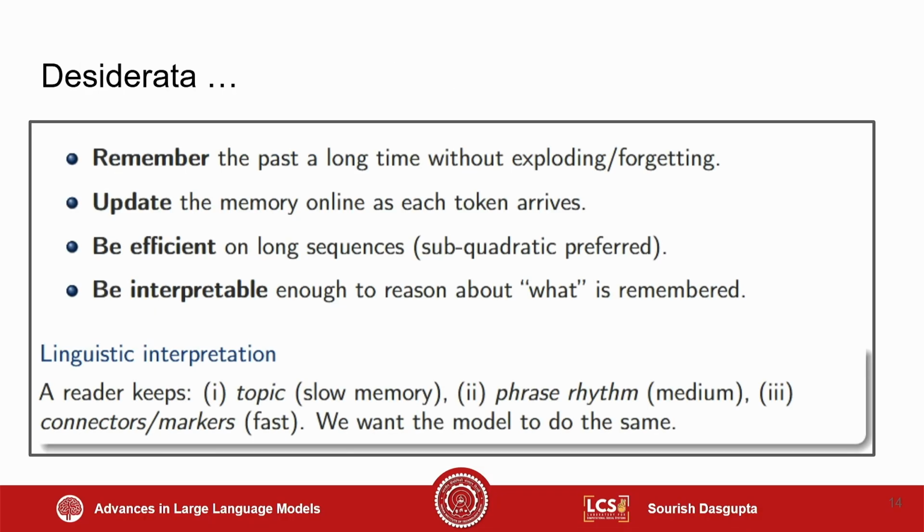Again, remember what is the requirement? The past has to be remembered if it is needed, and even if it is long time ago, it still needs to be remembered if it is needed, without the gradients exploding or vanishing. Update the memory online as each token arrives. Be efficient on long sequences. Be interpretable. The final thing is also very important. Be interpretable. Okay. All right.